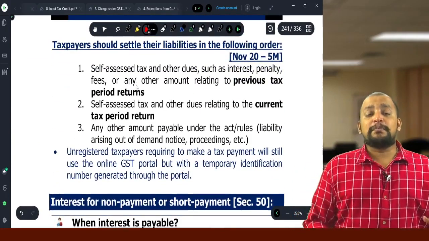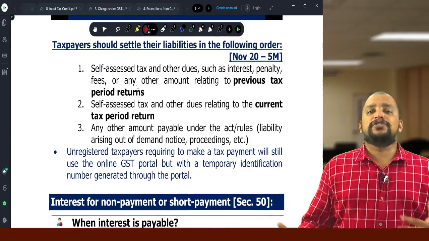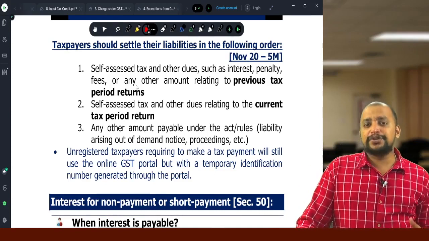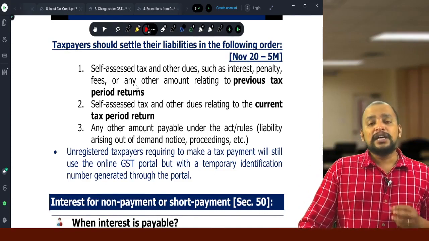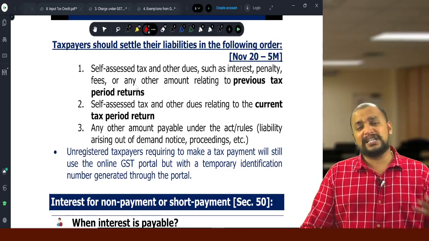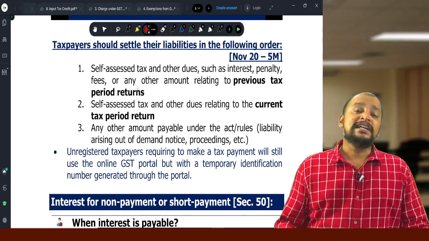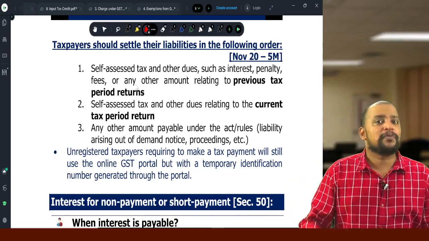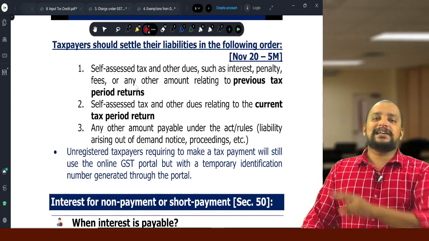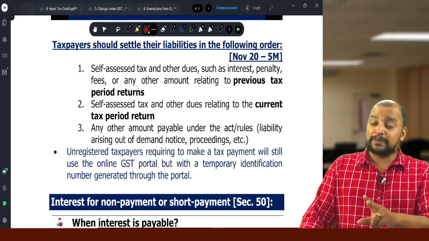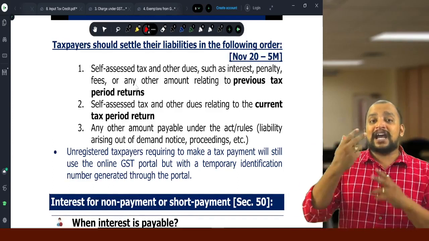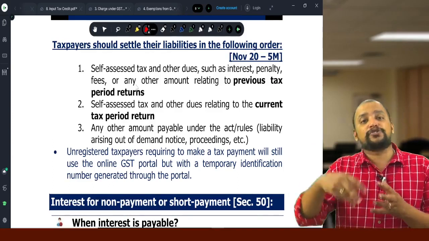Then what is the manner or order in which the liability should be paid? Whenever a taxpayer has a liability, first he needs to use whatever money he has towards payment of self-assessed tax pertaining to the previous tax period. What does self-assessed tax pertaining to previous period mean? Last month he would have filed one GSTR1, and if some liability in that GSTR1 is not yet paid, it should be paid now. Then the current month he will be filing one GSTR1, and whatever liability is there in that should be paid second.